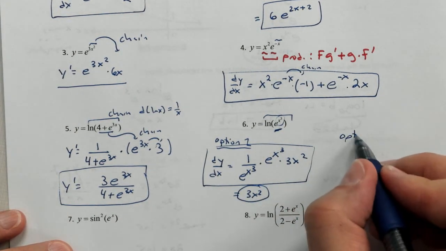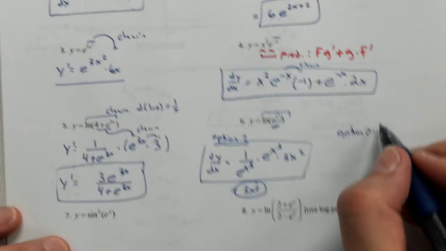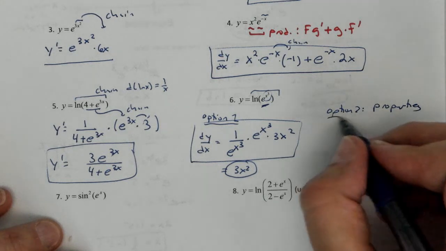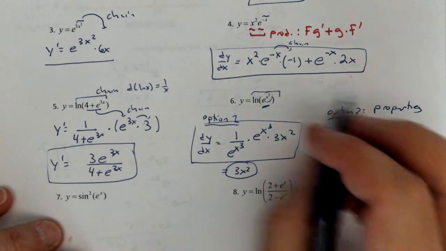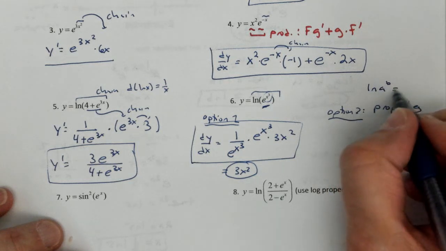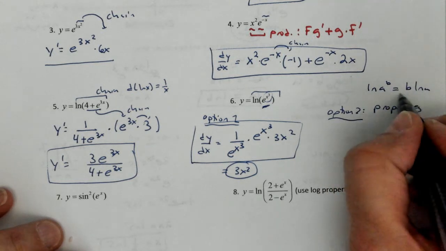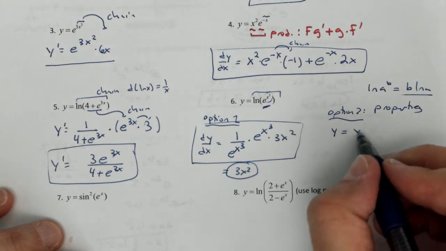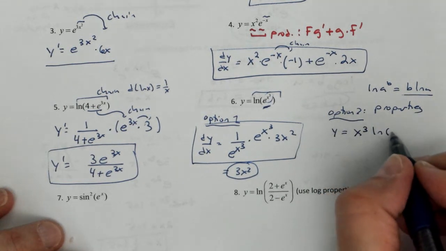Now, option 2, you can use your properties. There is a property you might remember that says if I have the natural log of a to the b, I can write that as b natural log of a. I can do that here. I could rewrite this as x cubed natural log of e.